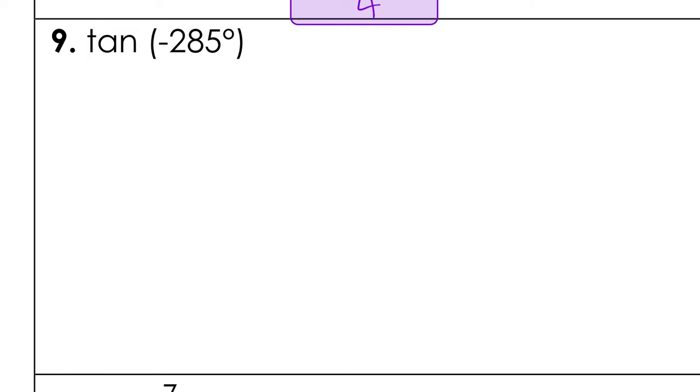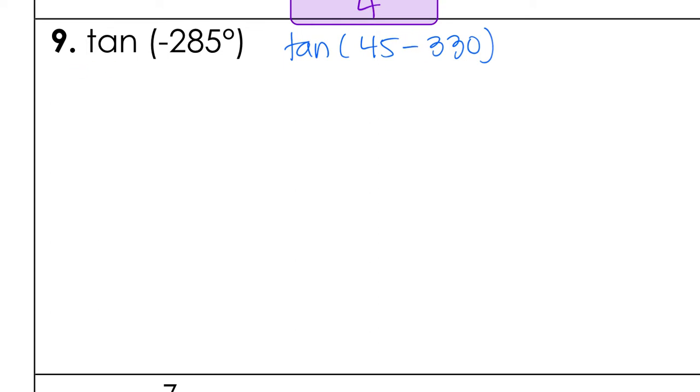So looking at the unit circle, trying to get two numbers to subtract and give us negative 285, I think we can do 45 minus 330. Yes. Okay, so I did subtraction.